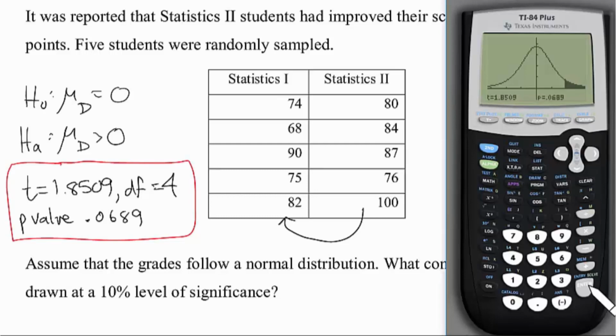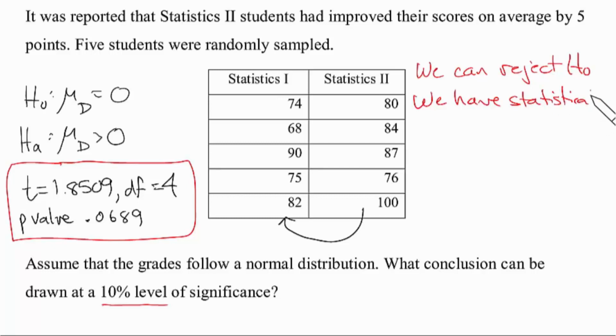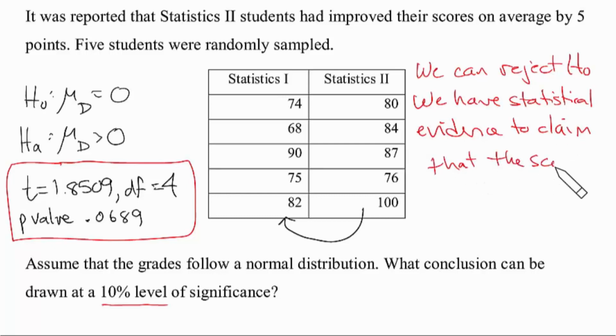So what does this mean? We go over to the level of significance in the problem, 10%, and we compare our p-value to the 10%. Is it smaller? Yes, 0.06 is smaller than 10%. So in this case, we're going to reject the null hypothesis. We have statistical evidence to claim that the scores in Statistics 2 were higher.